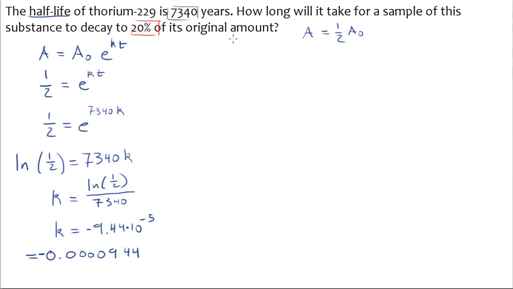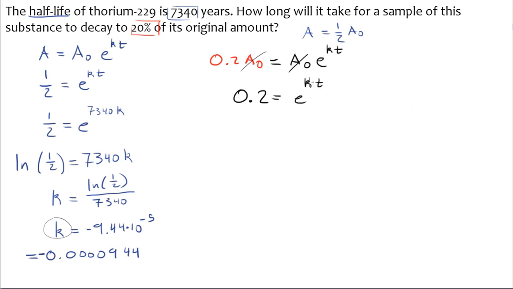Okay, and we're looking for how long it'll take to decay to 20%. So A needs to be 20%, 0.2 A naught. So 0.2 A naught is equal to A naught e to the kt. I'm going to be lazy and just leave that as k, because I know what k is and I'm just going to plug it into the calculator. These A naughts will reduce out, so we get 0.2 is equal to e to the kt.